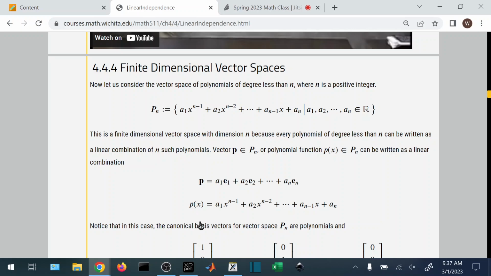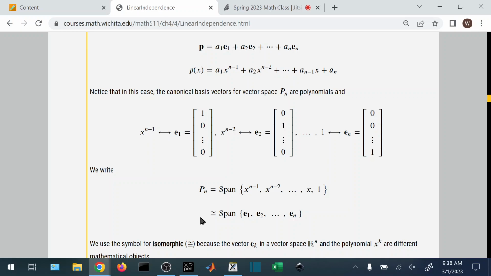Okay, some textbooks refer to Pn as the vector space of all polynomials of degree less than or equal to n, which is silly because that's an n plus 1 dimensional vector space. Why would you call an n plus 1 dimensional vector space Pn? It should be less than n so that it has the same dimension as the number in the subscript. There's nothing we can do about that. I will always refer to Pn as the n-dimensional vector space of polynomials of degree less than n.